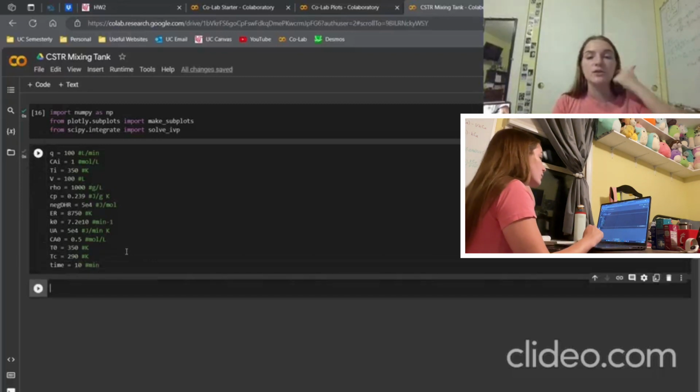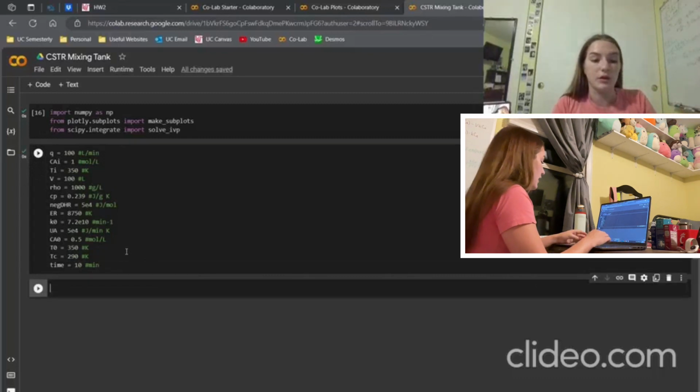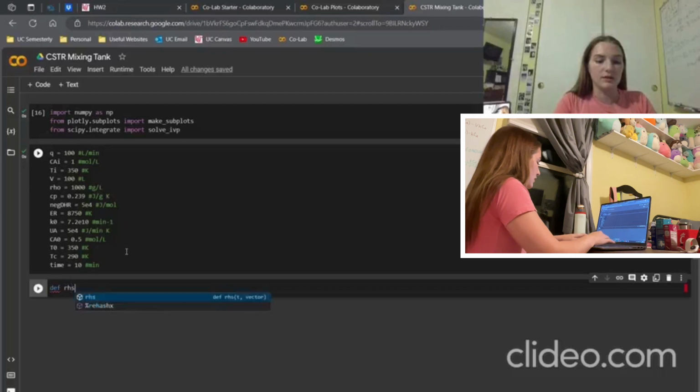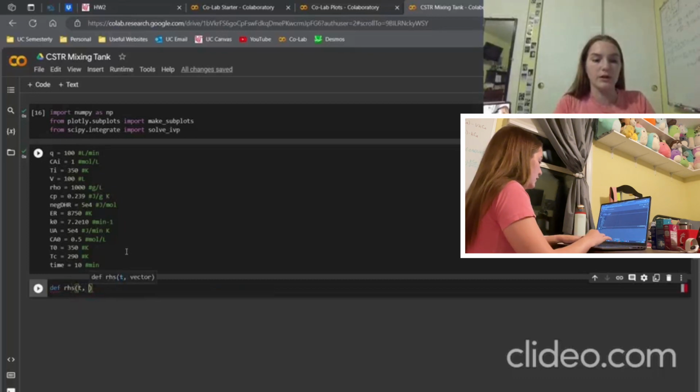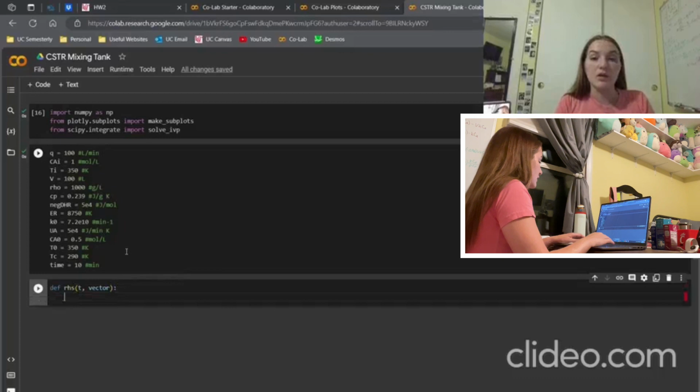So now we are ready to define the right-hand side of our equation. So we're going to define the right-hand side, and we're going to go from our independent variable, which is time, to a vector of our dependent variables. So now we're going to unpack our vector, and we need to have our concentration and our temperature.